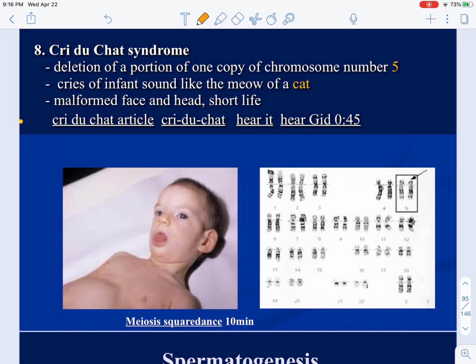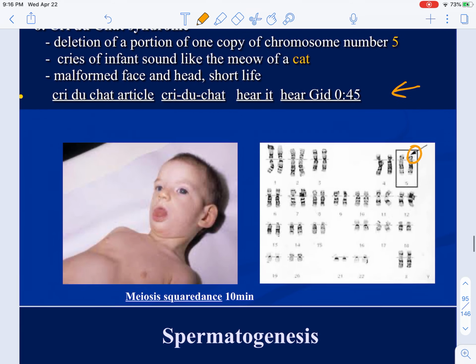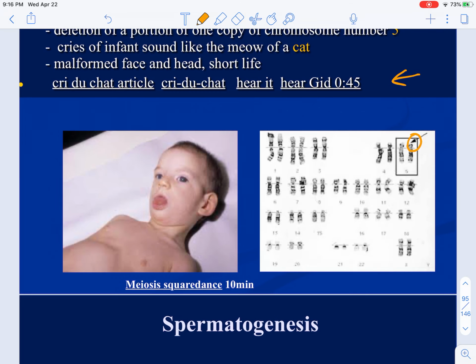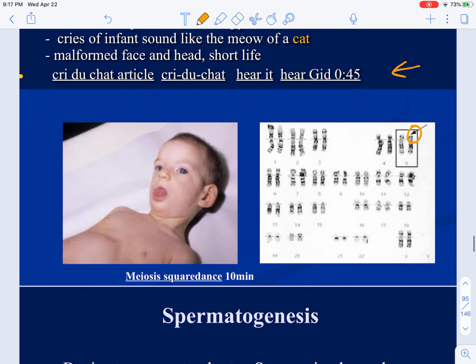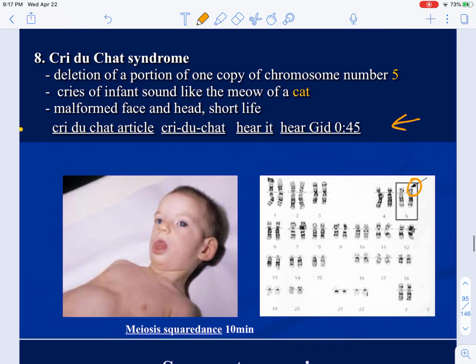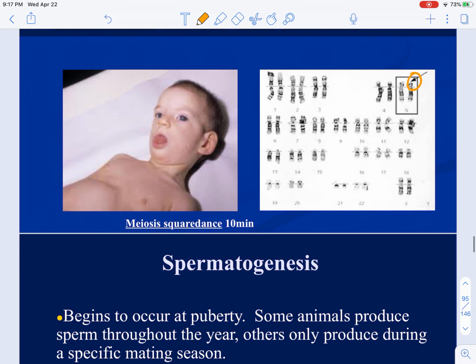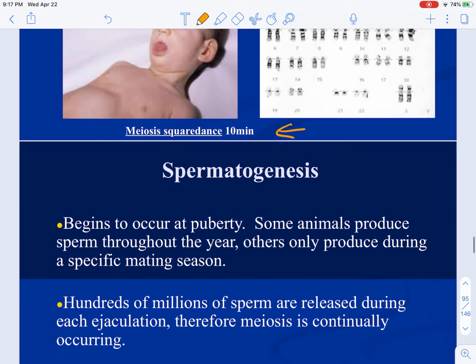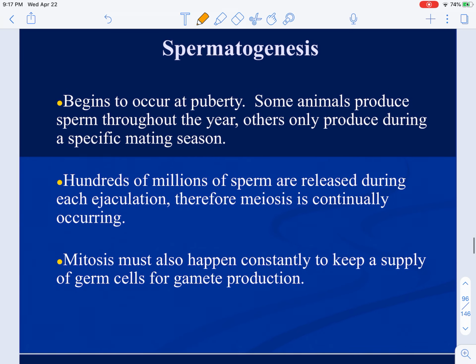The last one is B30 Ch, and this one is when there isn't an extra or missing chromosome, you still have 46 chromosomes, but number 5 has a chunk missing. So it has a deletion on a portion of number 5, and then the baby actually sounds like a crying cat. So you can listen to one of these and check that out for yourself. And there's some other features that are always consistent with a B30 Ch individual.